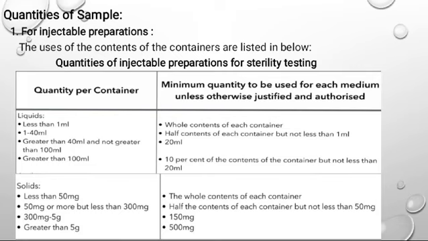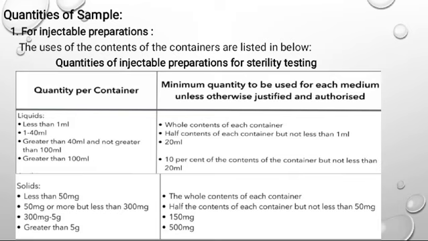Quantities of sample. First, for injectable preparations. The use of the contents of the containers is listed in the table below. Quantities of injectable preparation for sterility testing. Quantity per container, minimum quantity to be used for each medium unless otherwise justified and authorized. For liquids, less than 1 ml, whole contents of each container. 1 to 40 ml, half contents of each container but not less than 1 ml.